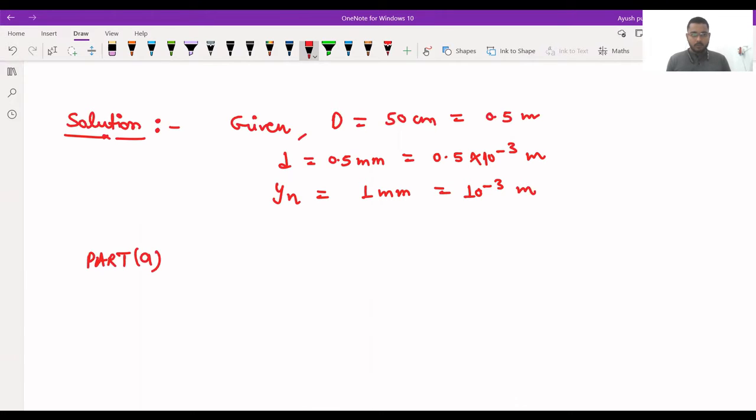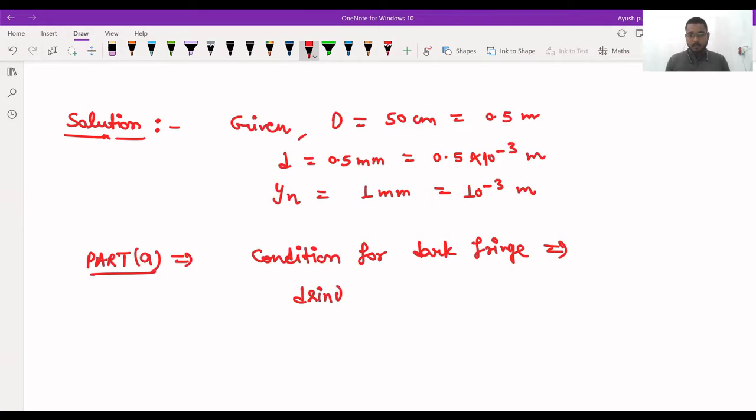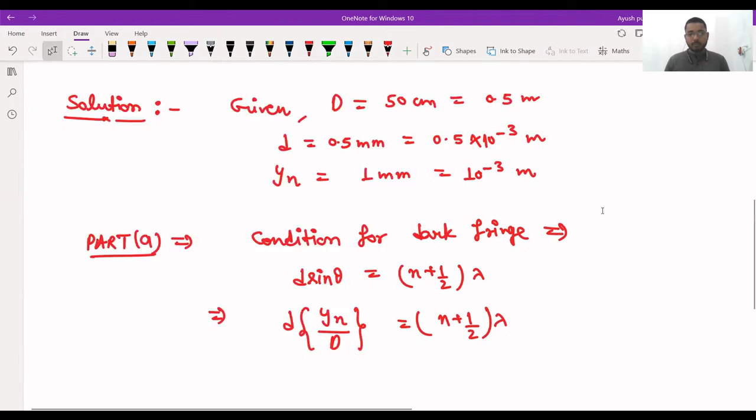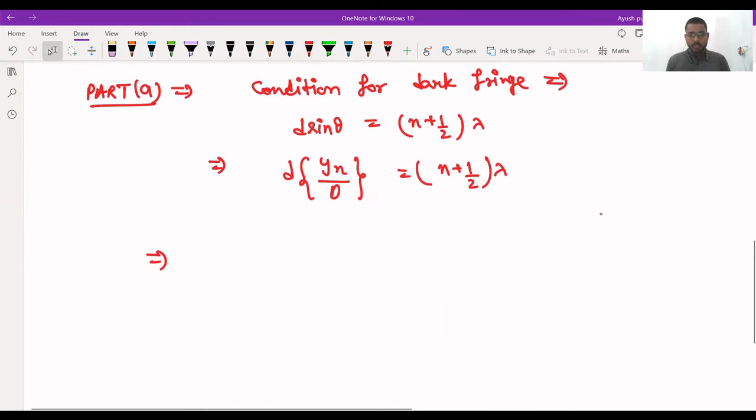So first let's solve part A. In part A, we have to check corresponding to which wavelength a dark fringe will be formed. The condition for dark fringe is d sin θ = (n + 1/2)λ, right? And d sin θ can be written as d·y_n/D = (n + 1/2)λ.